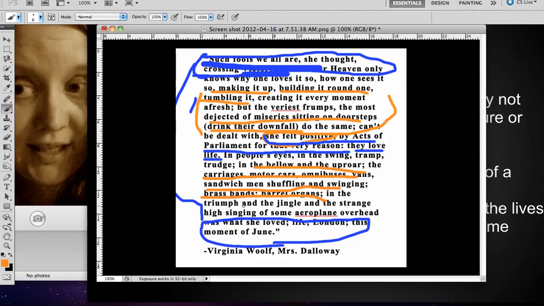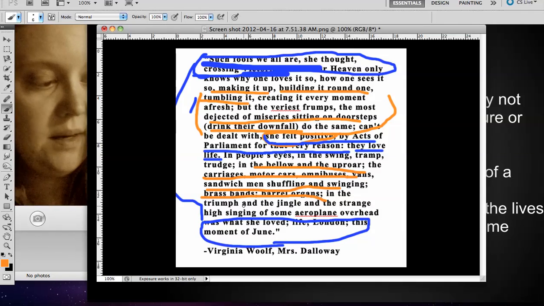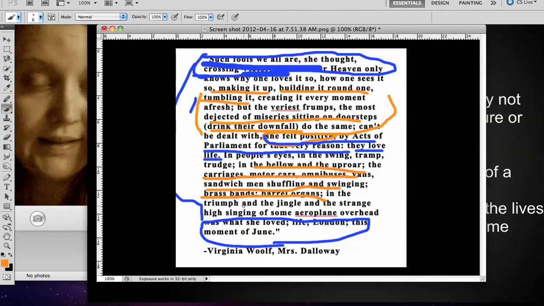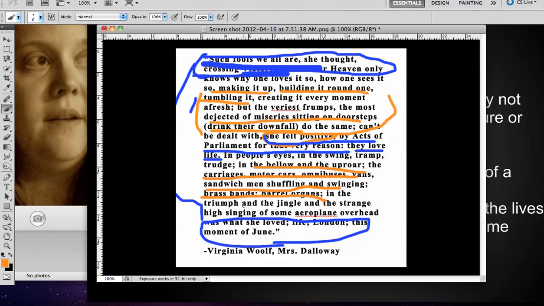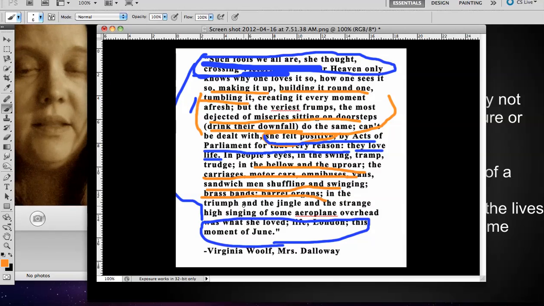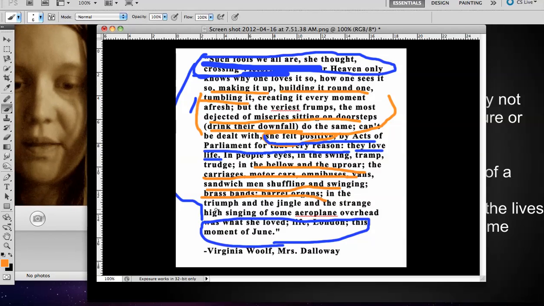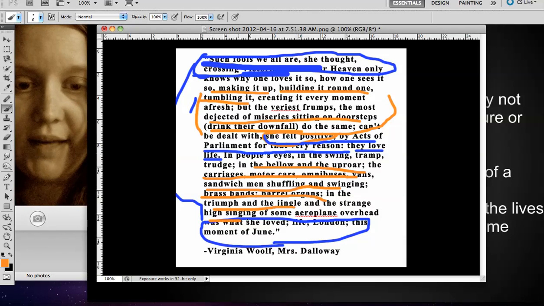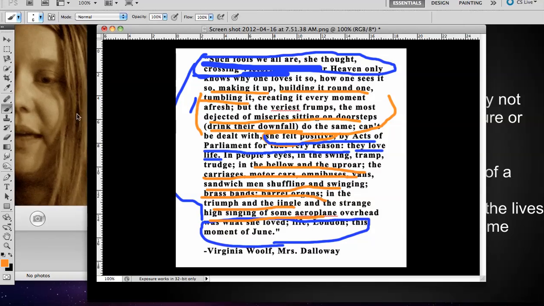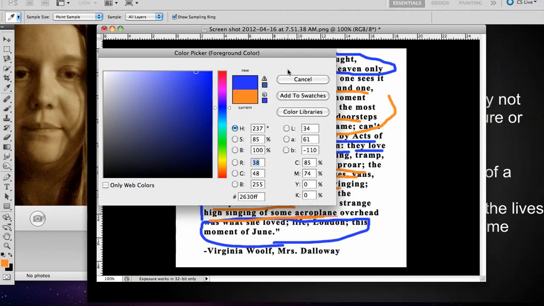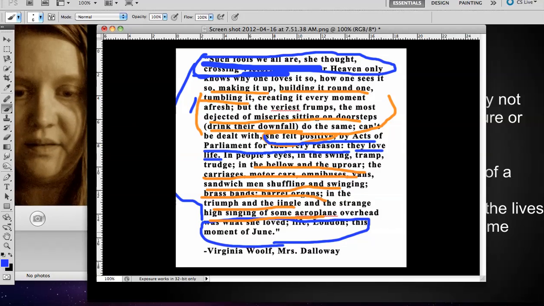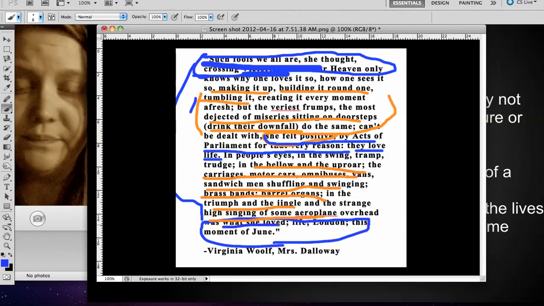You hear all that alliteration? How that alliteration is, again, marching that stream of consciousness down, making it rhythmic to try to get you to feel what she is seeing, to feel the stimuli as well, all the traffic, everything. The triumph and the jingle and the strange high singing of some aeroplane overhead. And then it goes back again to her emotions, what she loved.